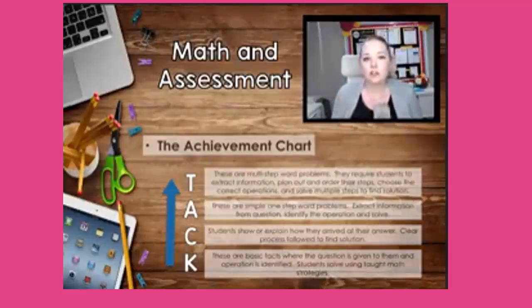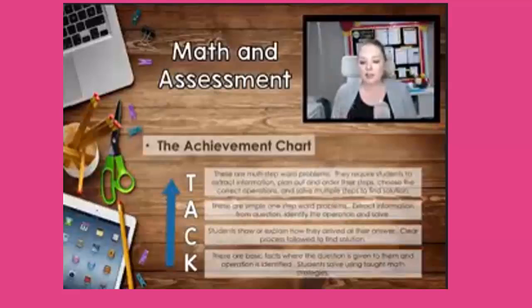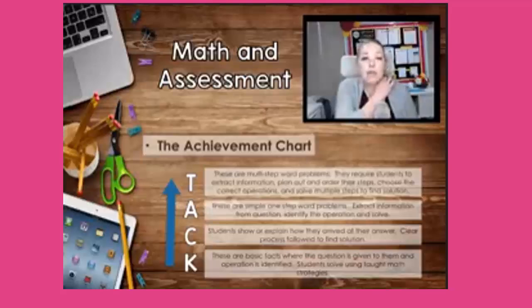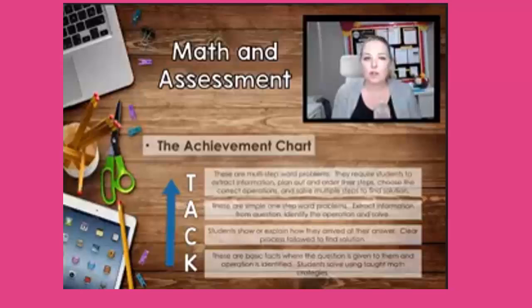So starting at knowledge and understanding, these questions are the basic fact questions that we're going to be asking students. They're the ones where we give them the numbers, we give them the operation, and they simply have to solve the question that we're asking. So this could be if I'm asking a question like 76 plus 84. I give the students the question, I give them the operation, and they simply have to solve it. That is a knowledge and understanding question.